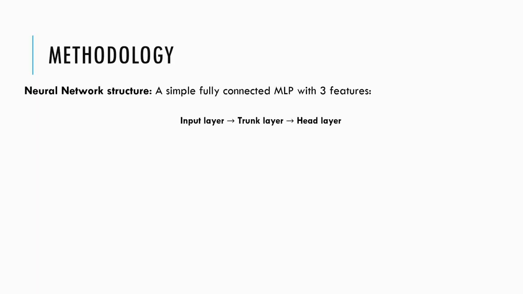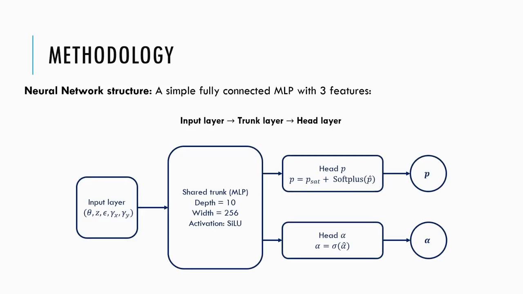The neural network structure itself consists of three parts. It has an input layer with the five features, two coordinates and three geometry. It consists of an embedding trunk structure and a head structure that gives us the final output.